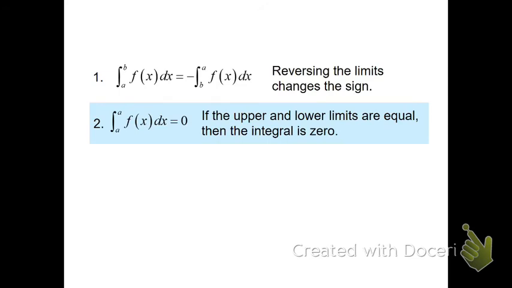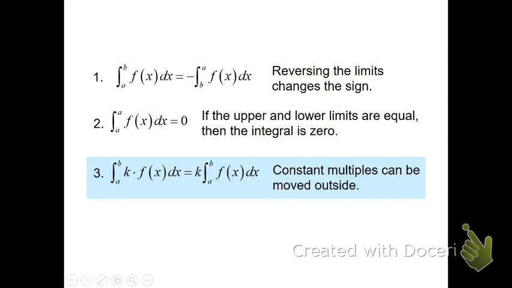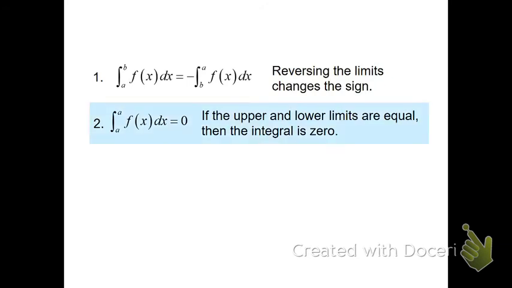This is stupid. If the bounds are the same, then the number you plug in, you're going to plug it in twice and subtract it, and you're going to get 0. That's dumb. Okay, that's also very common sense.